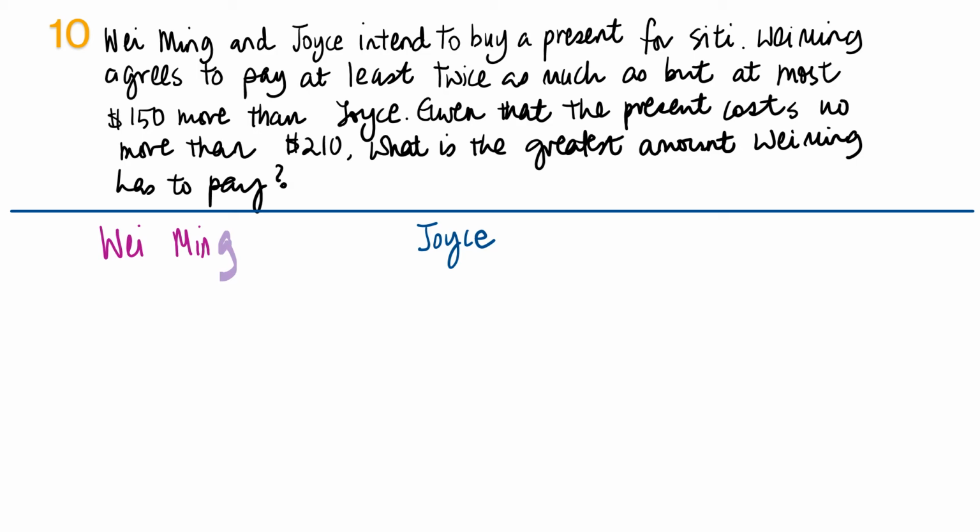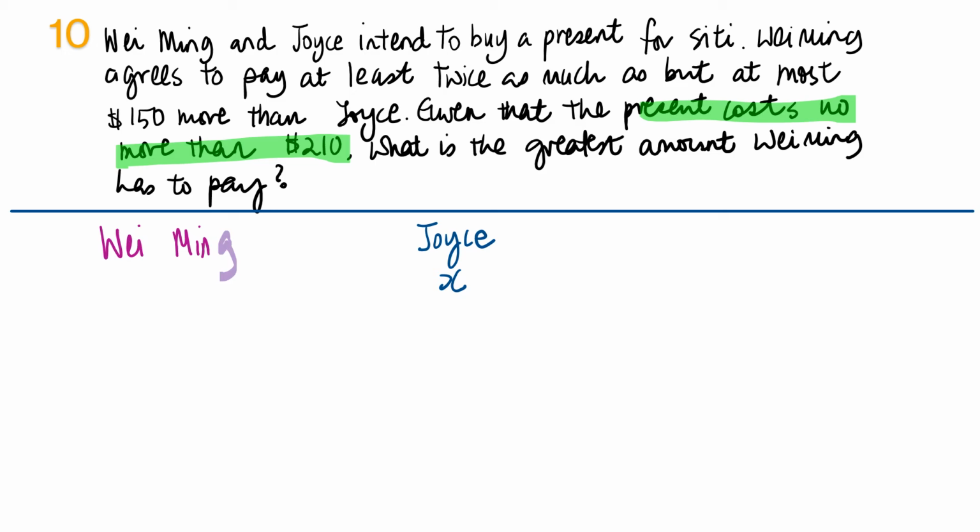Since we don't know how much Joyce is willing to contribute, we just let it be a letter X. So Joyce contributed X dollars. Then the next question you ask yourself is, how much is Wei Ming paying? Usually this kind of information will be presented in the question itself. They have to give you enough information for you to solve the problem. So let's look at where this information is hidden. Yes, it's highlighted in green.